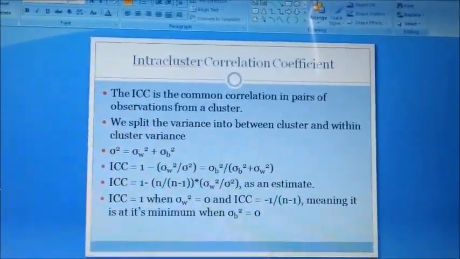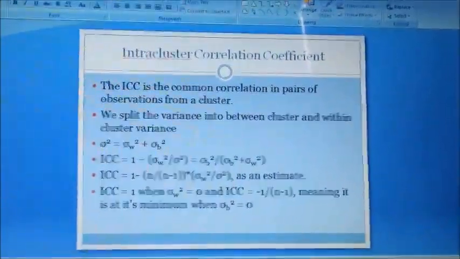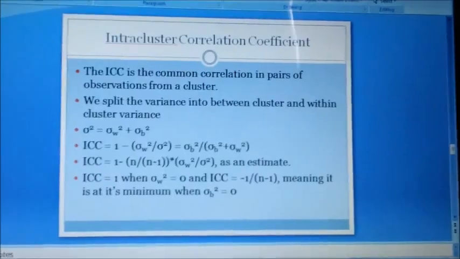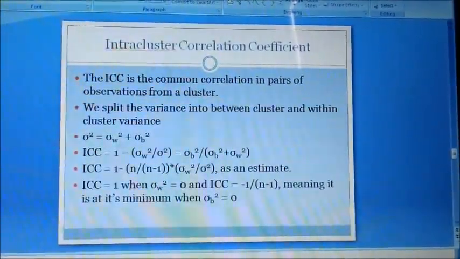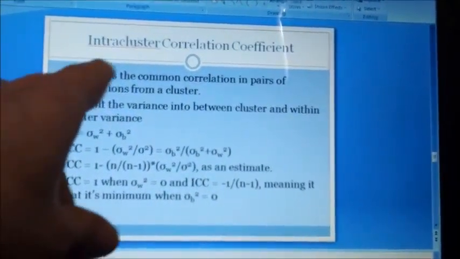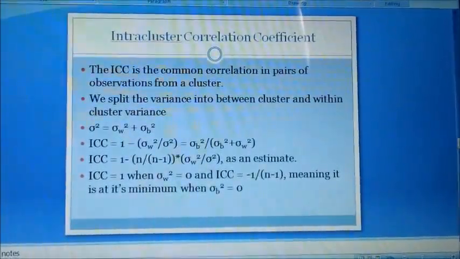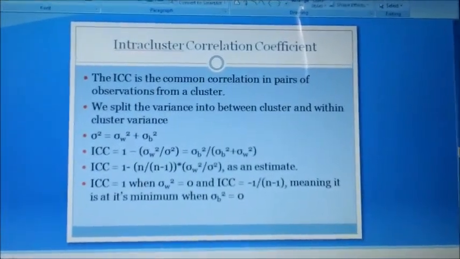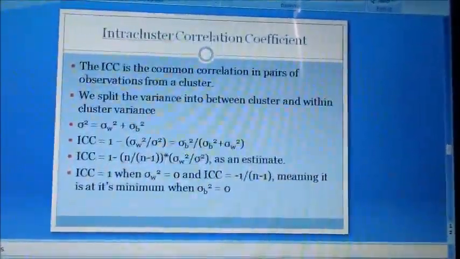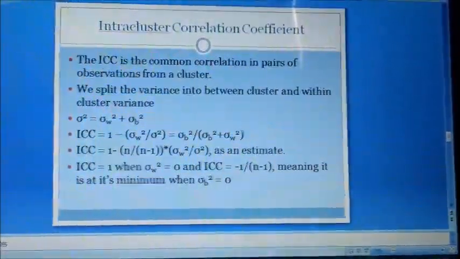The next thing to look at is the intracluster correlation coefficient. This is the common correlation in pairs of observations from a cluster. So to do this, we have to split the variance into the between cluster variance and the within cluster variance. So the total variance here is equal to the within cluster variance plus the between cluster variance. So we know that ICC is equal to 1 minus the within cluster variance over the total variance. And this is also equal to the between cluster variance over the between cluster variance plus the within cluster variance.